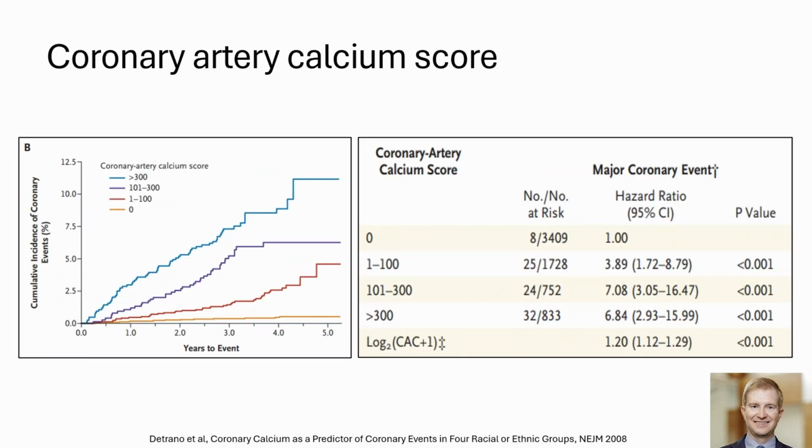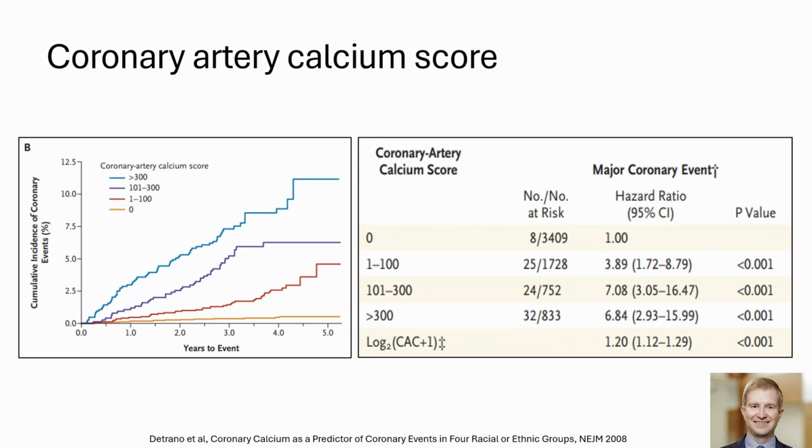The next risk enhancer, and this is probably the one that at least I use most frequently, is the coronary artery calcium score. This is just a simple non-contrast CT scan that quantifies the amount of calcified plaque surrounding the coronary arteries. Not only does the presence of calcified plaque, but also the burden of plaque help determine the patient's individual risk.